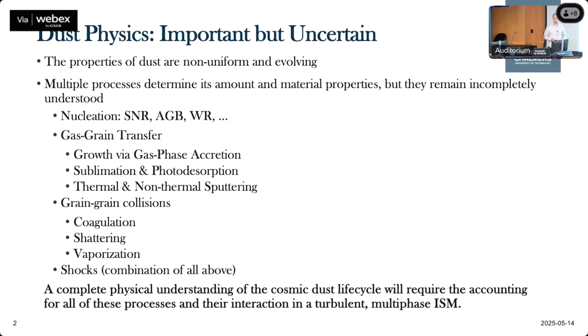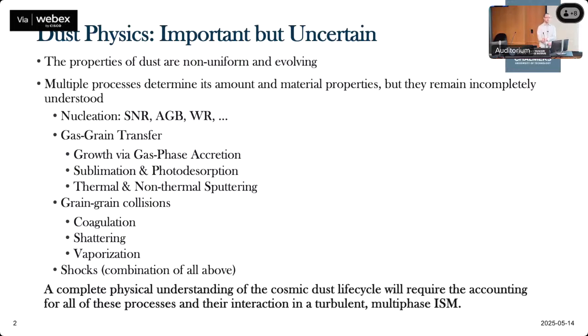So I don't need to motivate dust to this audience, but just for context, I'll talk about some of the open questions that we're trying to address. As you all know, the properties of dust are non-uniform and evolving in the interstellar medium. There are many processes which determine its amount and material properties, but they're complicated and consequently remain incompletely understood. As we saw from some great talks yesterday, we think that the dust nucleates in the remnants of evolved stars: supernovae, AGB stars, Wolf-Rayet stars. We think that there is a transfer of mass between the gas phase and the grains, both via accretion as a way of growing the dust, and sublimation and thermal sputtering as a way of eroding the dust.